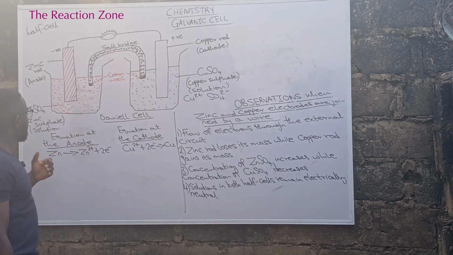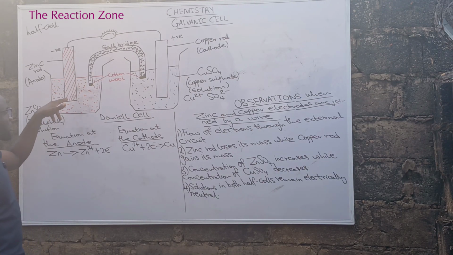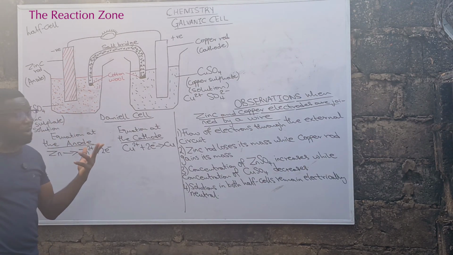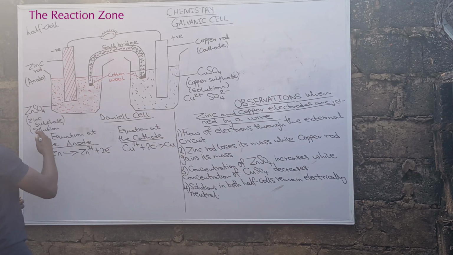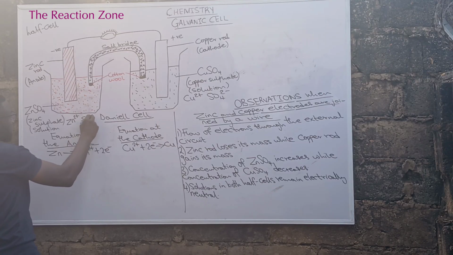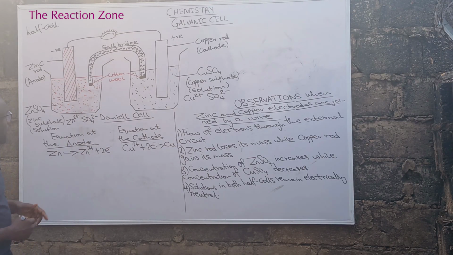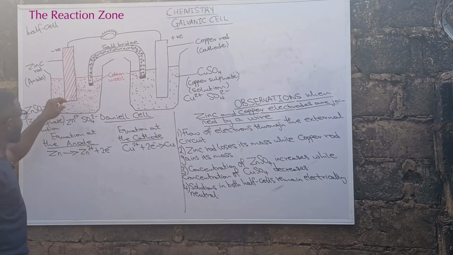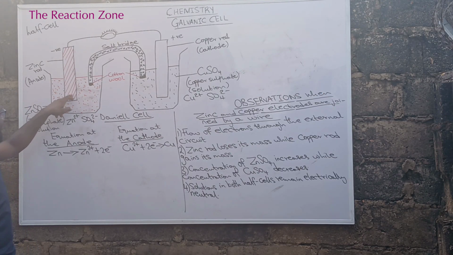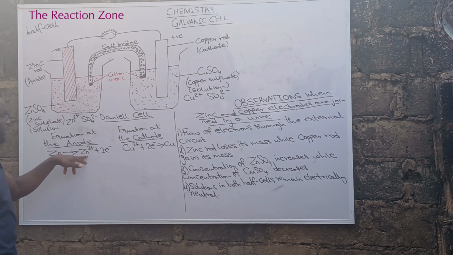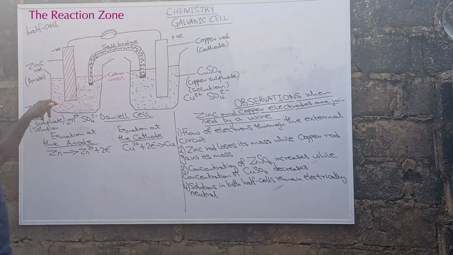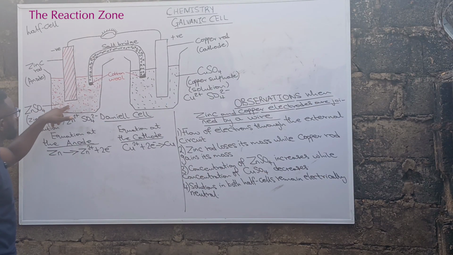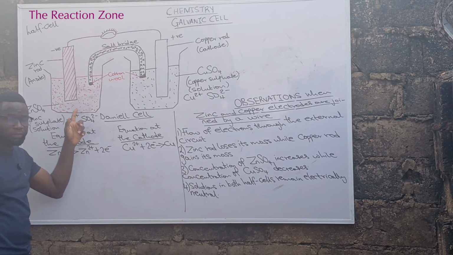Also, the concentration of zinc sulfate is going to increase. Why? Because let's not forget that zinc sulfate is made up of zinc ions and sulfate ions. So, as zinc atoms are undergoing oxidation by losing electrons and going into the solution as zinc ions, it means that the concentration of zinc ions in the solution is increasing.